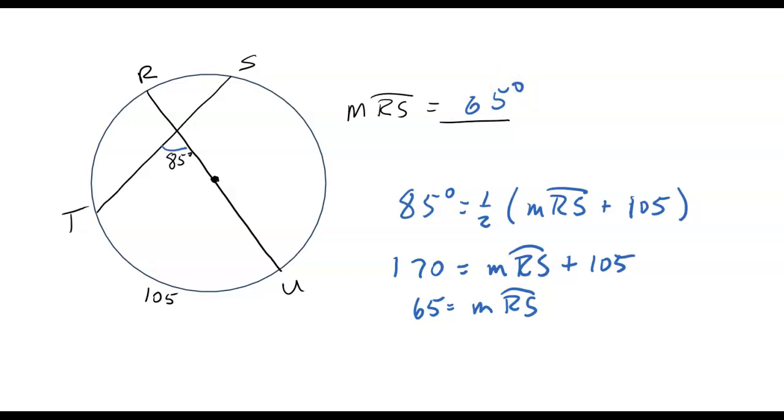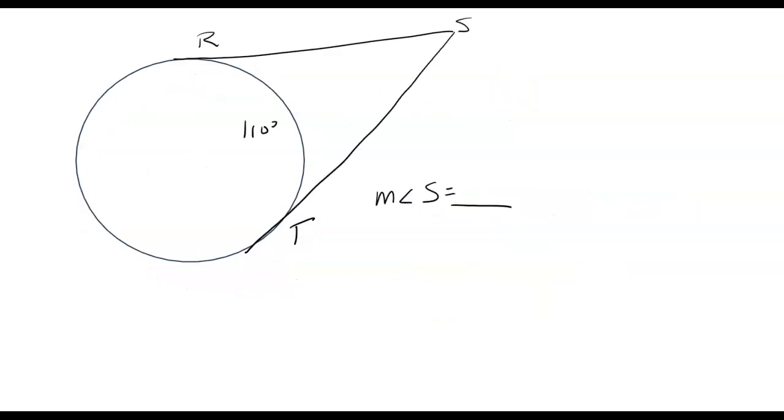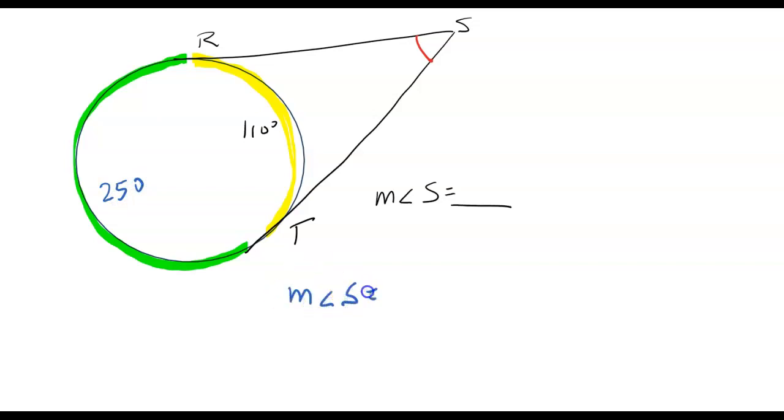And our last example, now we have an angle formed by two tangents. It's outside the circle, so we're going to do half the difference of the intercepted arcs. Okay, so if this arc here is 110, then this arc here is going to be 360 minus 110, which is 250. So the measure of angle S is half the difference of those intercepted arcs, which is half of 140, which is 70.